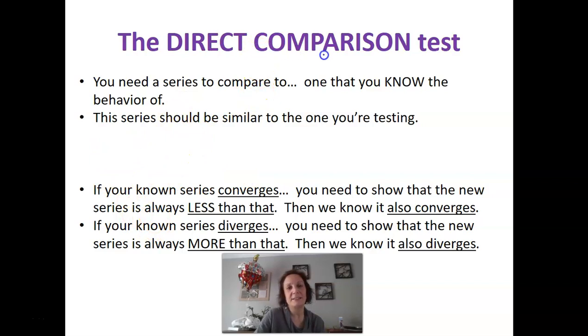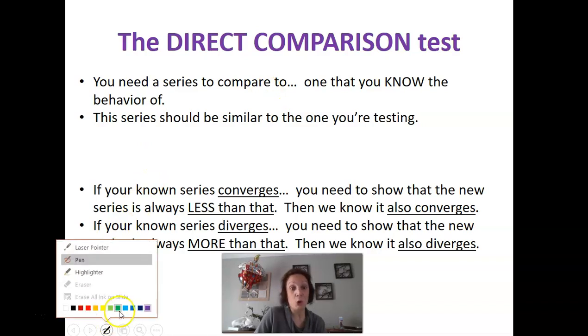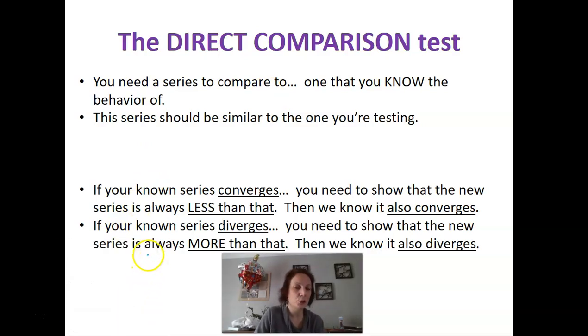A comparison test means that you have to come up with another series out of your own brain to compare it to. And the series that you come up with has to be similar to the one you're testing, because after all, you have to be able to directly compare them to one another. But also, by the way, you have to know its behavior. So you have to know if it converges or diverges. So first things first, before I can even begin to use the direct comparison test, I have to look at the series in front of me and come up with a series that is similar to it, but whose behavior I know.